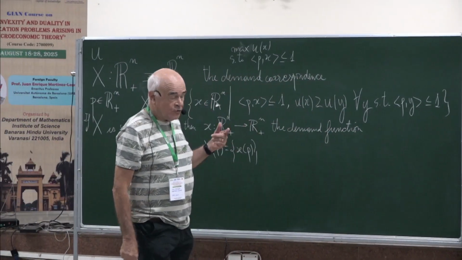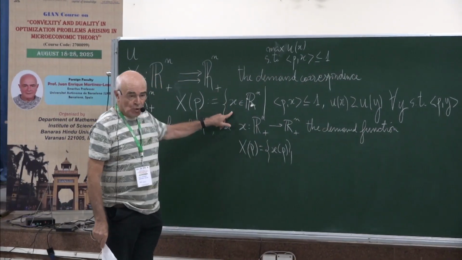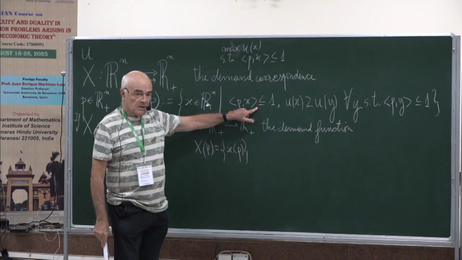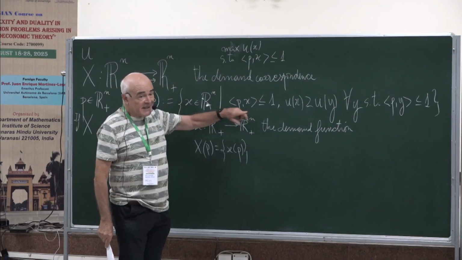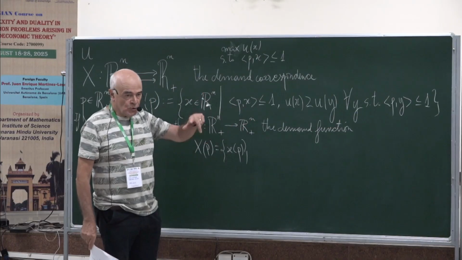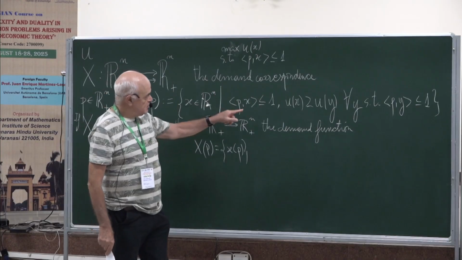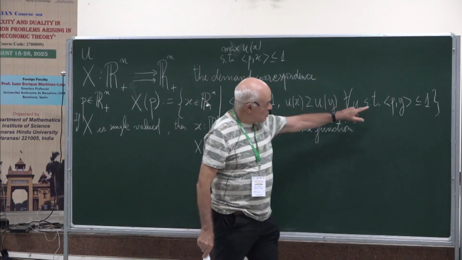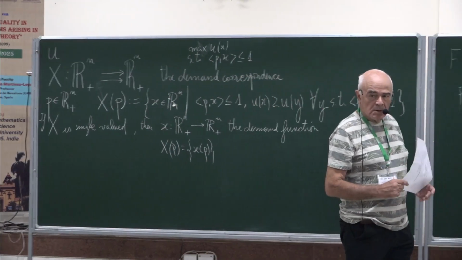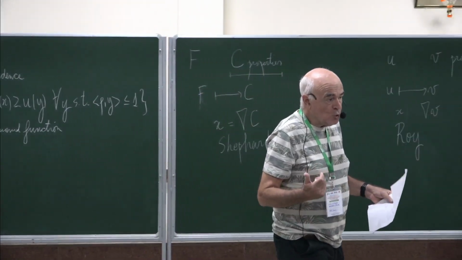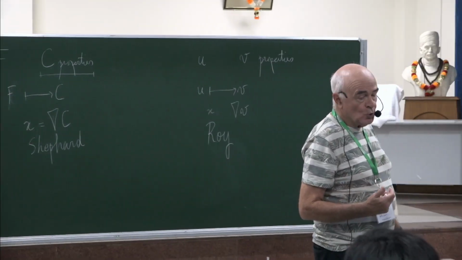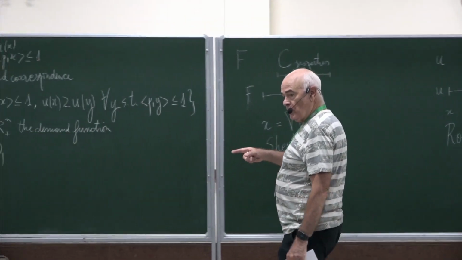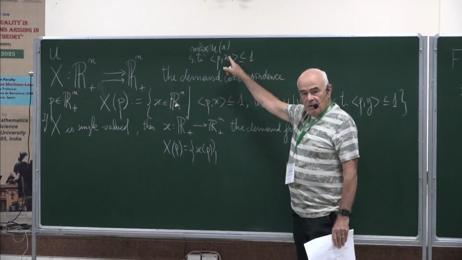The set of commodity bundles that you can afford under these prices, and they are the best for you under these prices because you prefer them to any other which is also affordable. Okay? So this is the solution set, or the solution mapping, of this parametric optimization problem. This is a parametric optimization problem.